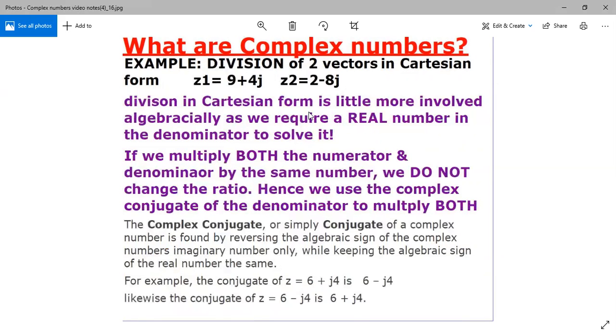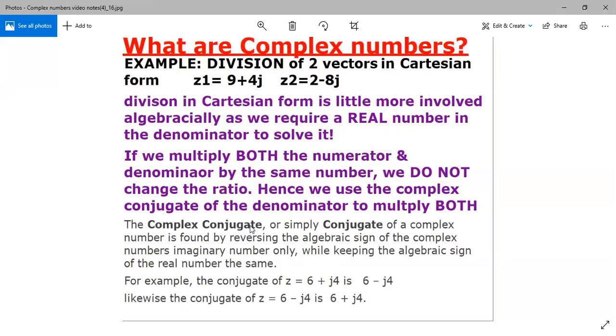If we want to divide two vectors in Cartesian form, it's a little more involved. We need to have our denominator as a real number so that we can solve it. We cannot solve it by dividing out two complex numbers. It's not solvable. So what we do is we use the trick of a complex conjugate to remove the j operator from the denominator.